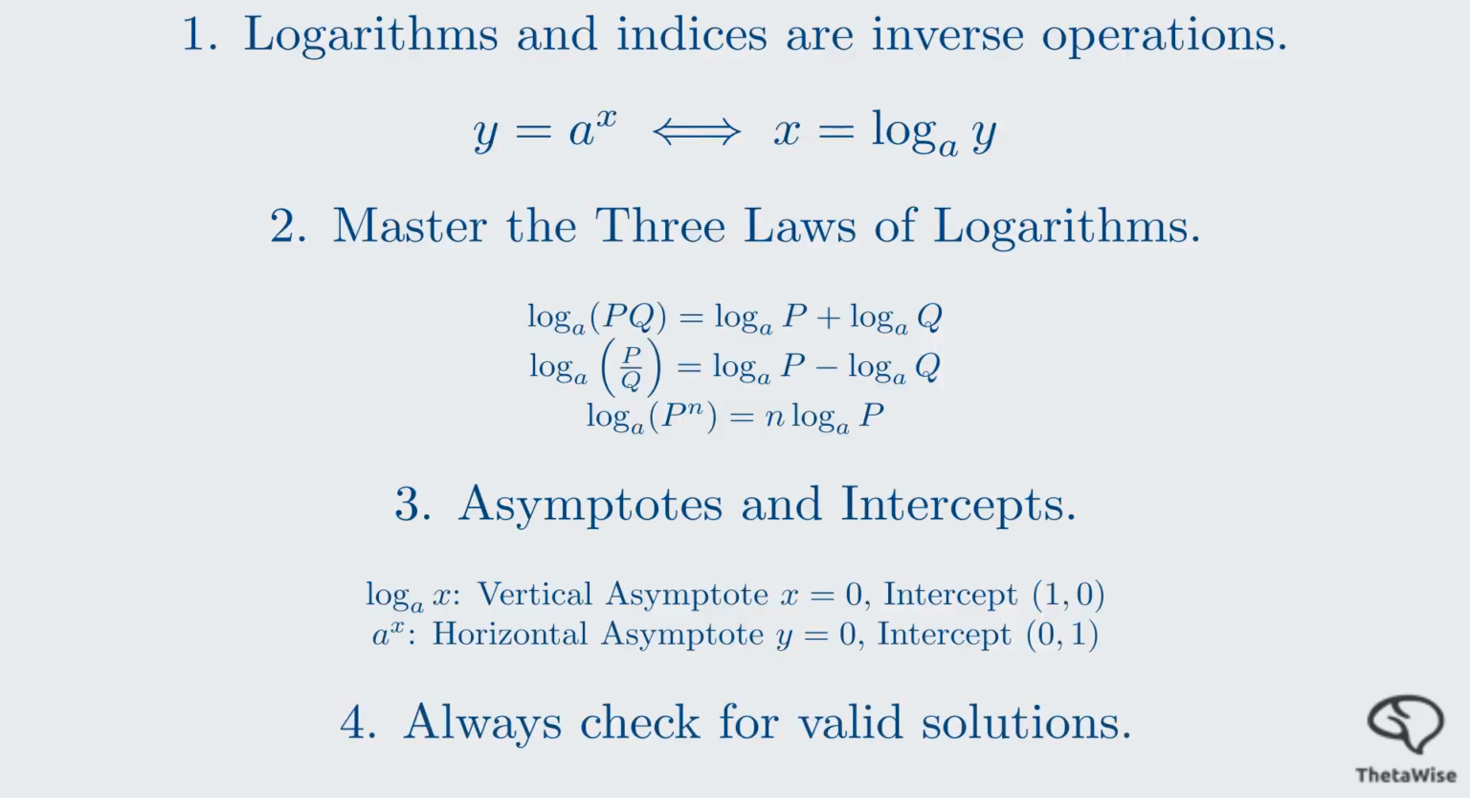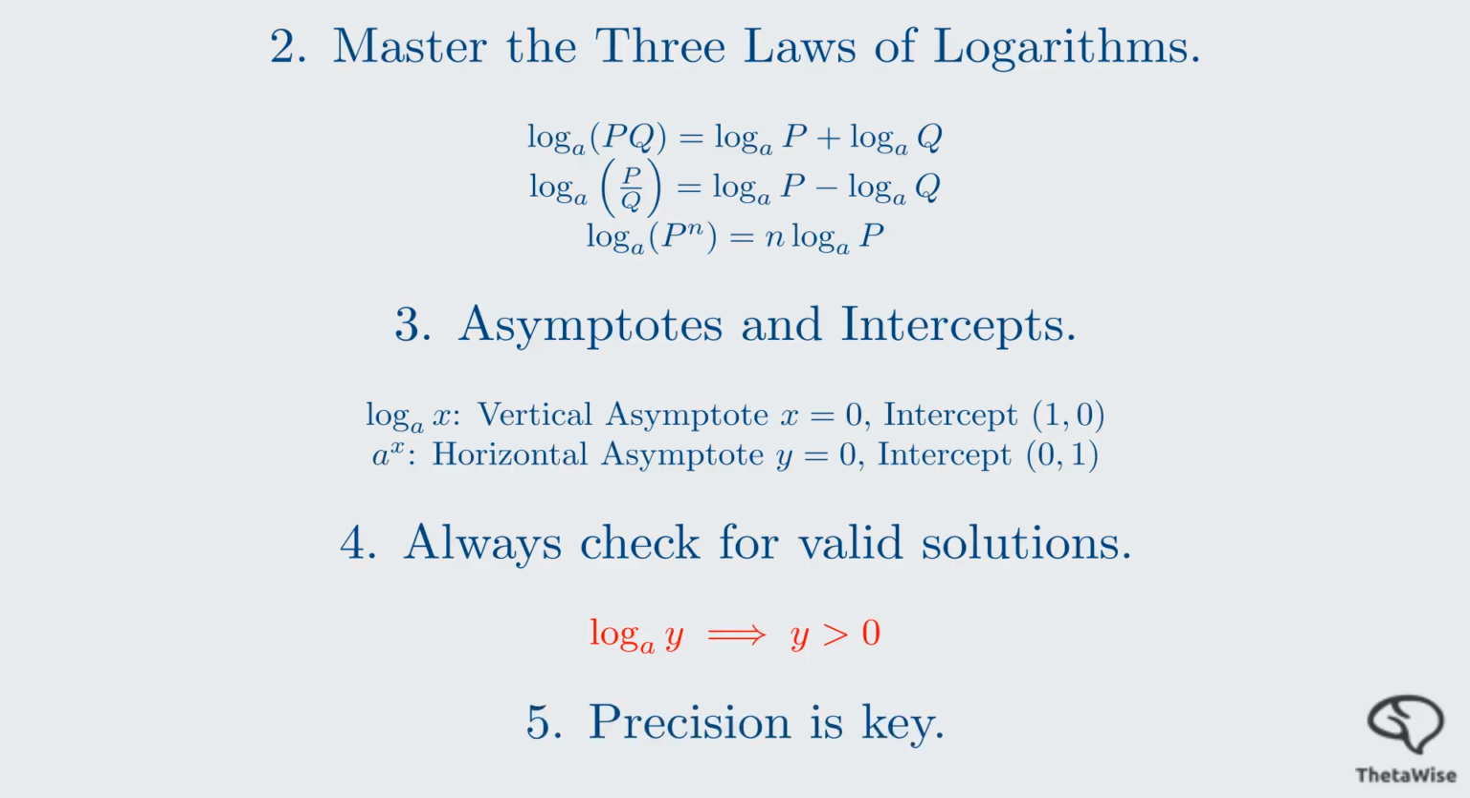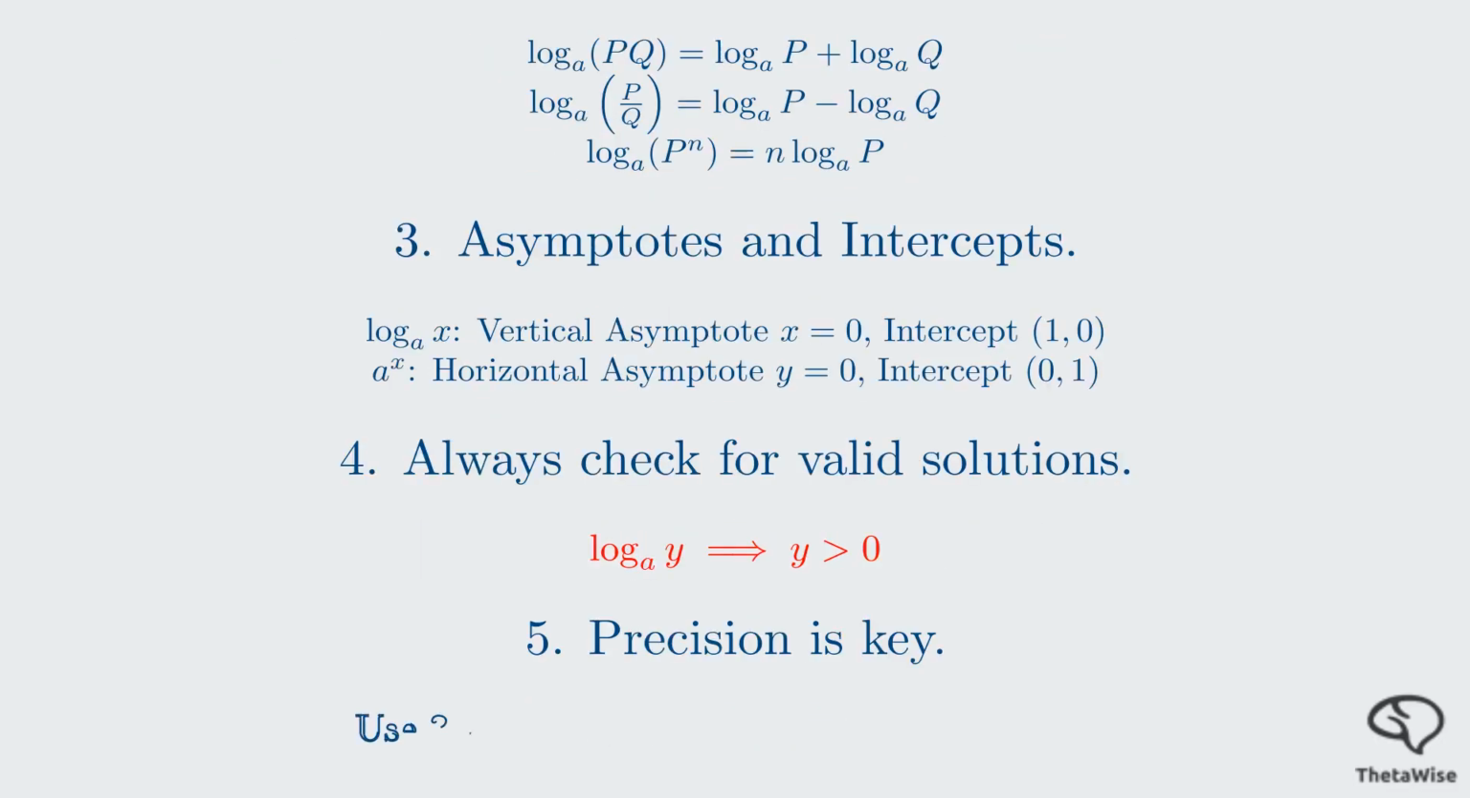Always check for valid solutions. When solving logarithmic equations, ensure that your final answers do not result in a negative argument, as logs of negative numbers are undefined in the real number system. Precision is key. In the 9709 exam, follow rounding instructions to the letter, usually 3 significant figures for non-exact answers, to ensure you don't lose marks on the final step.